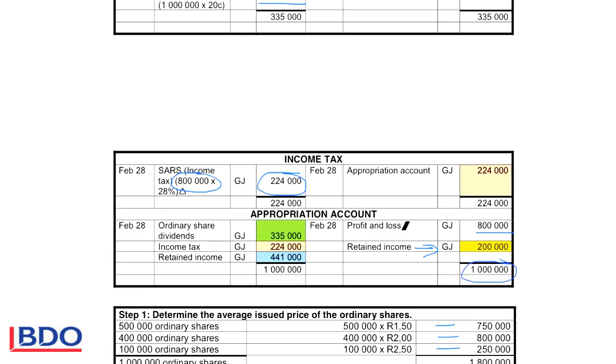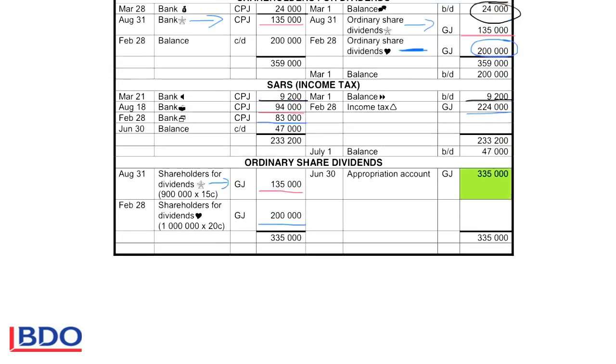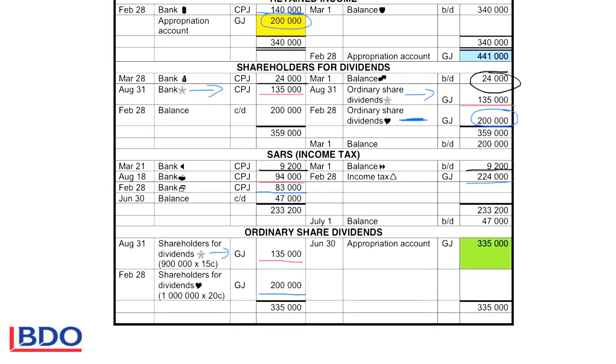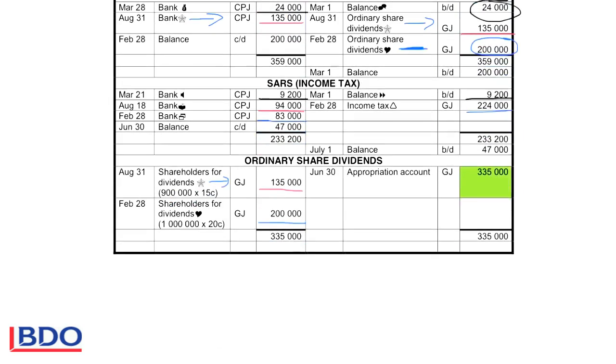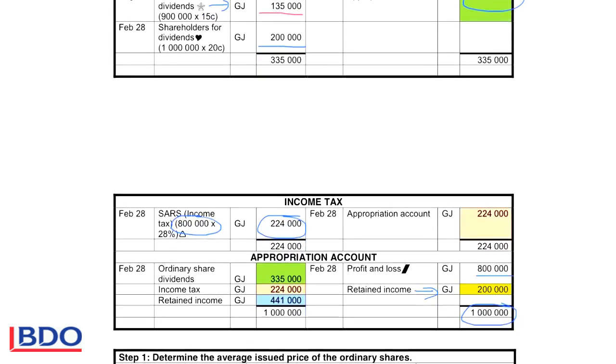Then I go to my ordinary share dividends account and my income tax account, and I transfer the balances from the income tax account and the ordinary share dividends account to the appropriation account. So I will credit the ordinary share dividends with the 335,000. I will credit the income tax with 224,000 to close off those two expense accounts so that we don't have any expenses with opening balances.